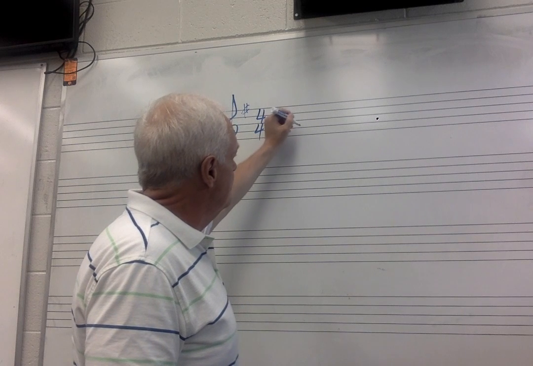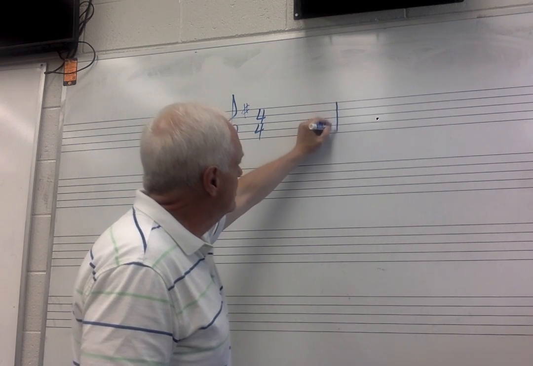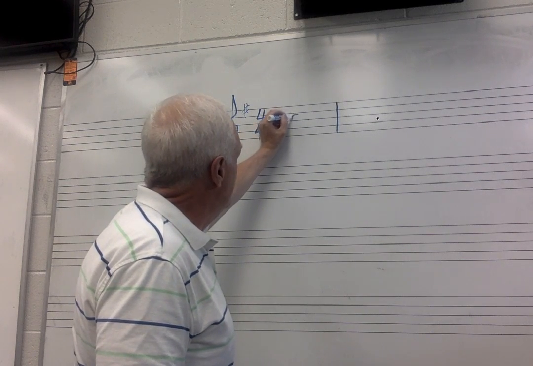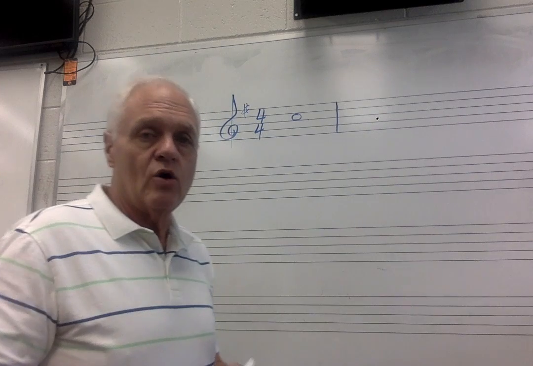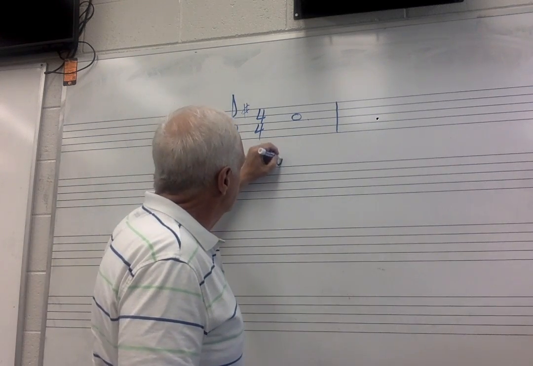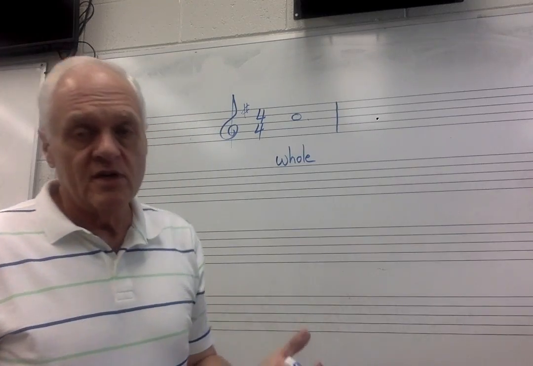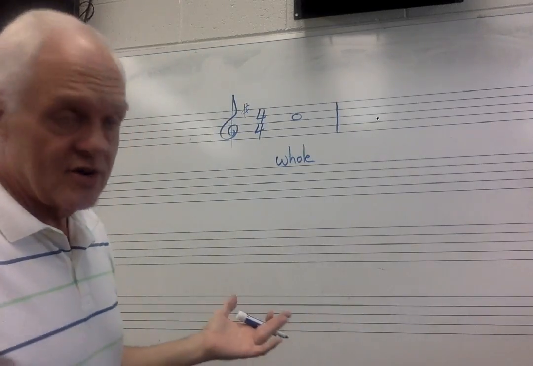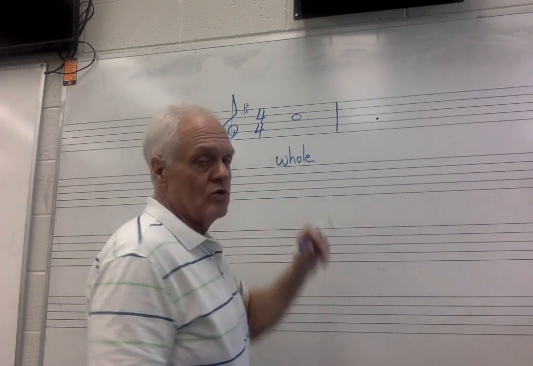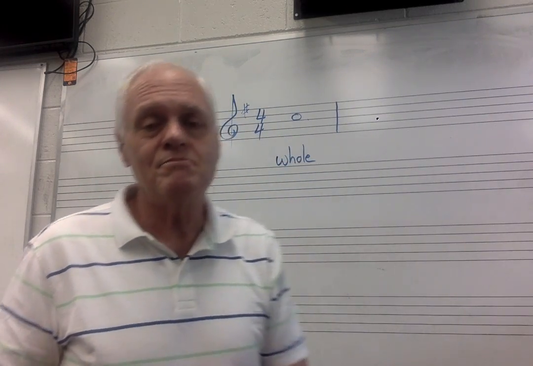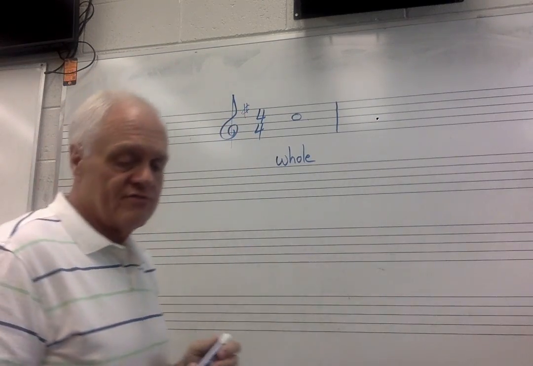So in music, if we want to have one note played throughout the whole measure in 4/4 time, we draw a whole note. That is W-H-O-L-E, like the whole thing. Not like a hole you step in and break your ankle. This is the whole thing. So that's a whole note, and it is equal to 4 beats. A quarter note's going to get 1, so a whole note will get 4.